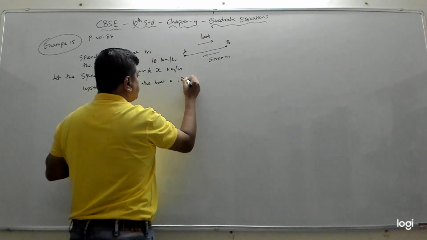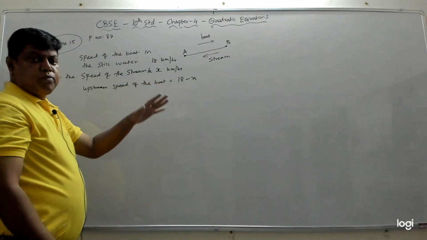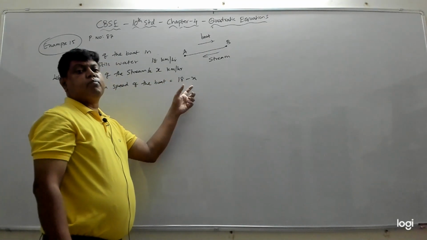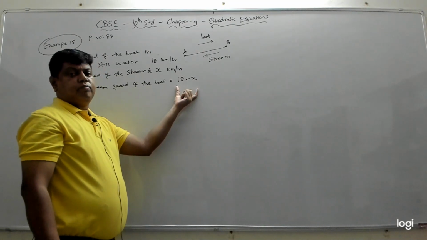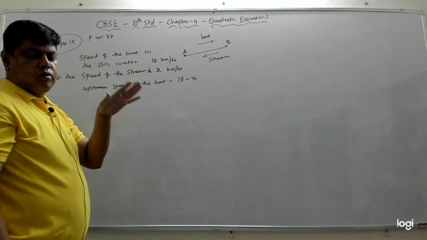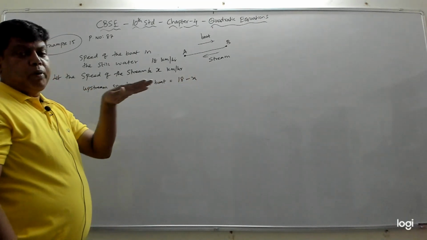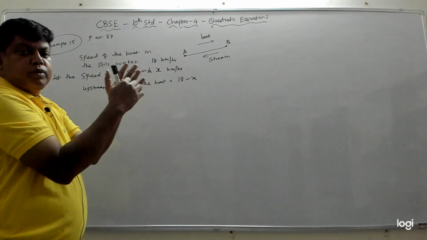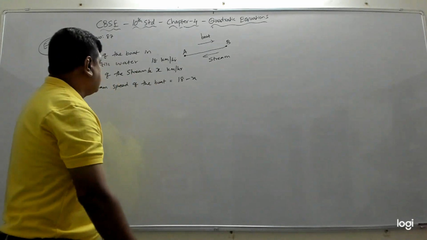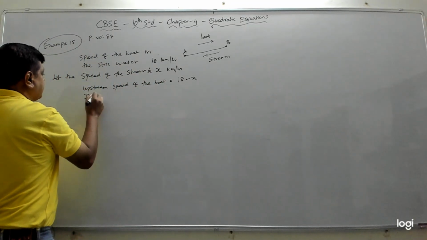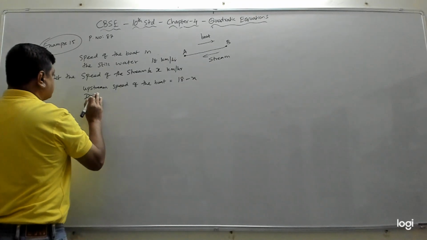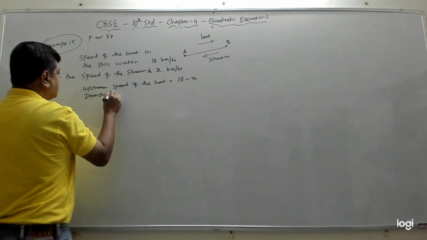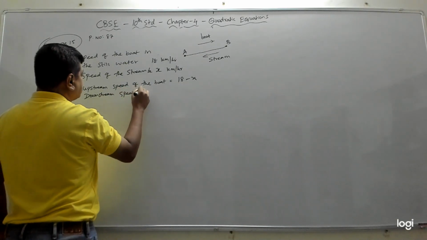So it will be 18 minus x. Your upstream speed will be speed of the boat minus speed of the stream. This is the net speed, that is the upstream speed. It will be slower. When you're going at 18 km per hour, the water is pushing you back by x km per hour, which means your net speed will be 18 minus x km per hour. Now downstream speed will be speed of the boat.